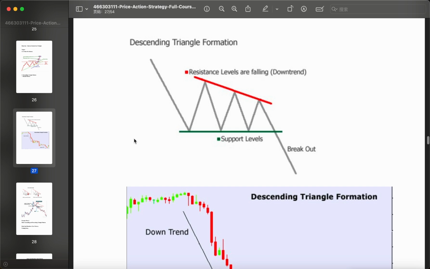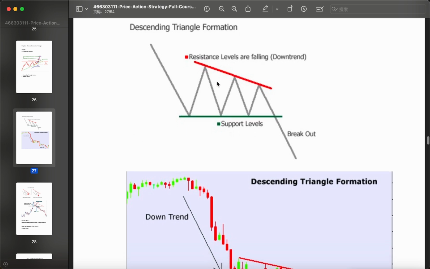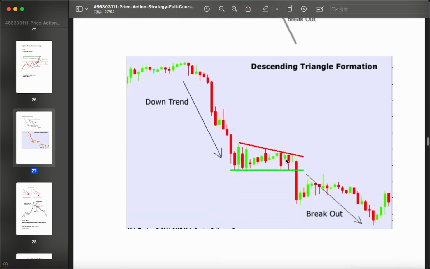So here we're seeing this descending triangle formation. We see this resistance level that is falling. This is a downtrend, and we see a support line. And then the market goes back and forth and finally breaks out of the support level. So in a sense, we're seeing this chart. We see a massive downtrend, and then we're seeing this small triangle, and then we see another breakout. So this is a descending triangle formation.